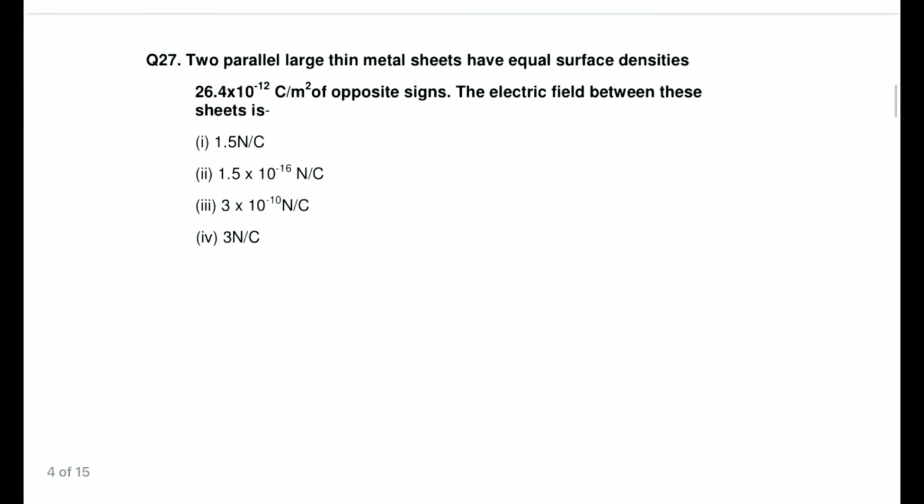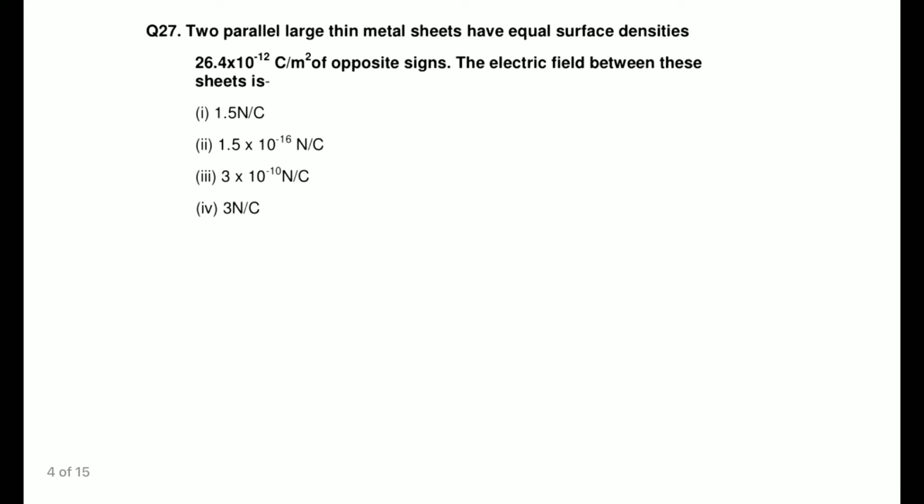Okay, this is our second question. Two parallel large thin metal sheets have equal surface charge densities, and the value given is 26.4 into 10 to the power minus 12 coulomb per meter square, of opposite signs. Obviously one will have positive of this, and the other will have negative of this. The electric field between these sheets is, so basically you can make a parallel plate capacitor. Just assume that you have a parallel plate capacitor.